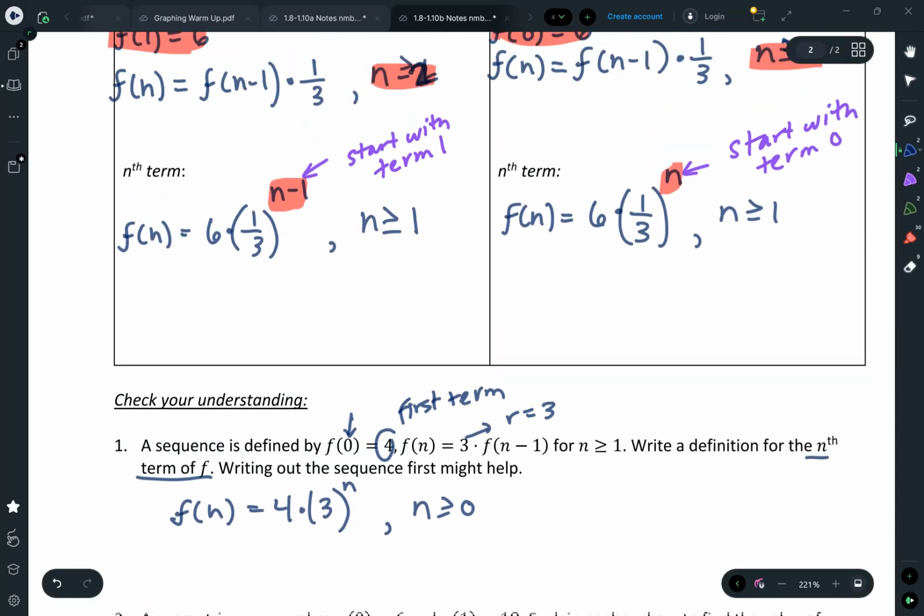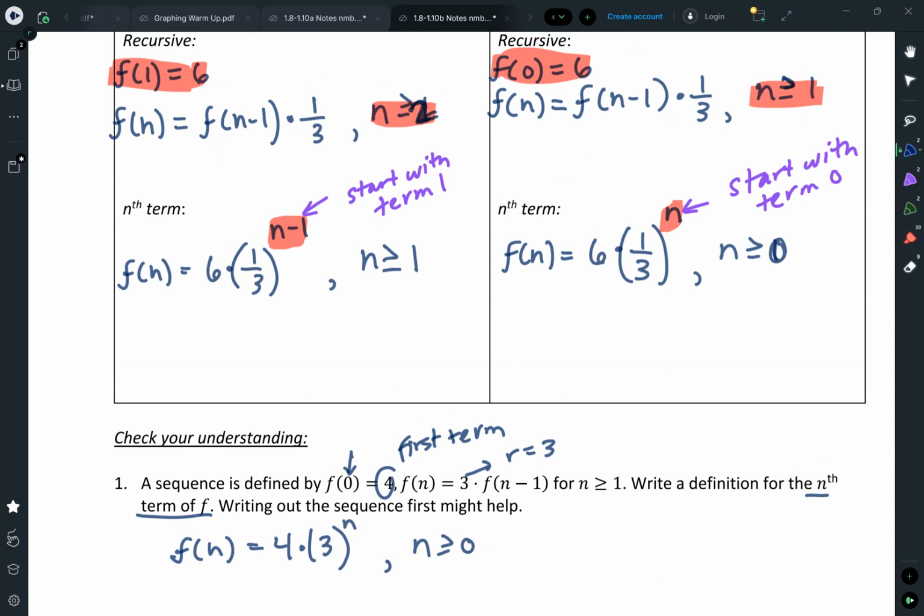Did I screw that up here too? Oh my gosh, I did. You can tell it's been a long day. Hopefully I won't make any more mistakes.